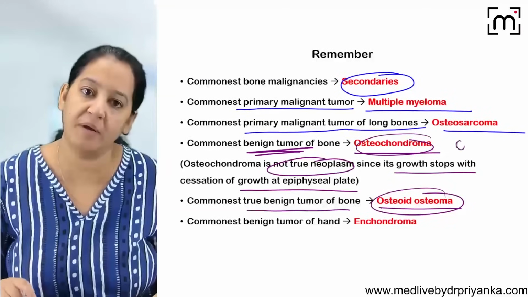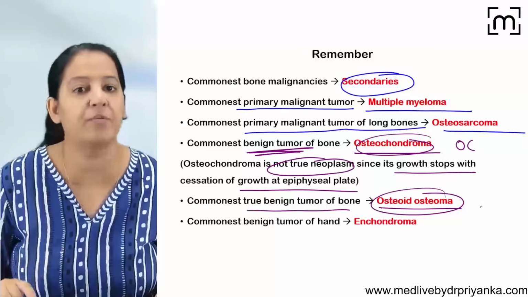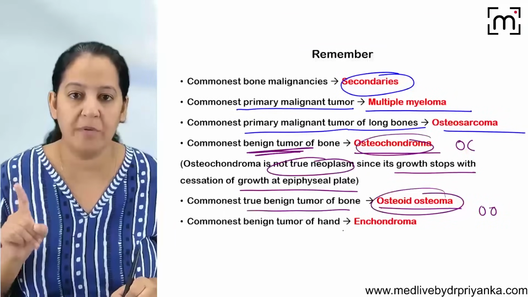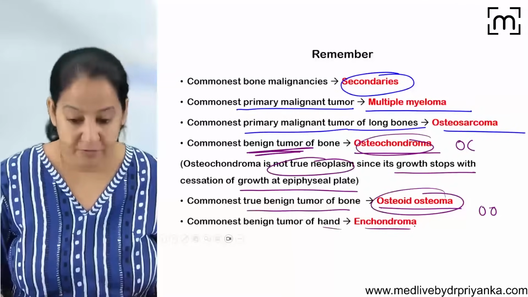If they are asking benign tumor, it's osteochondroma. If they are asking true benign tumor, it's osteoid osteoma. Most common tumor of the hand is enchondroma. So you have to learn all these things.